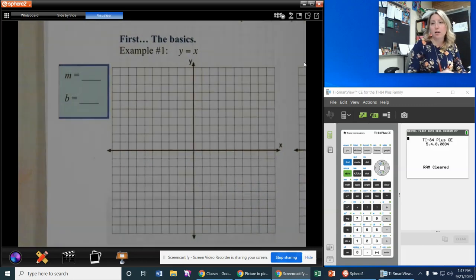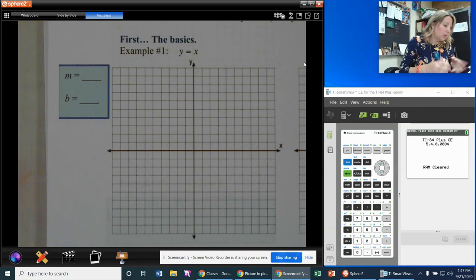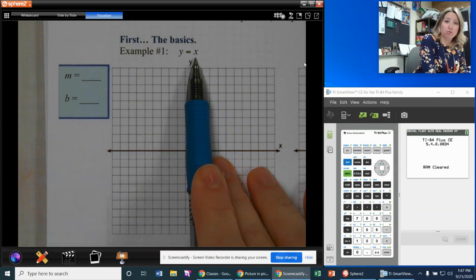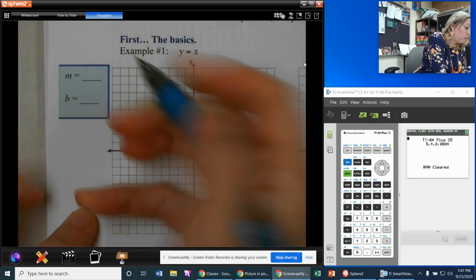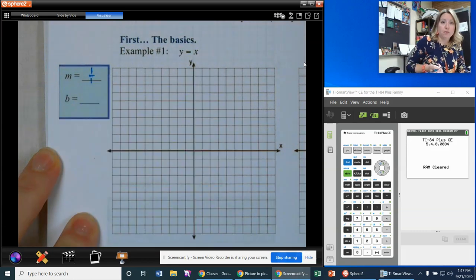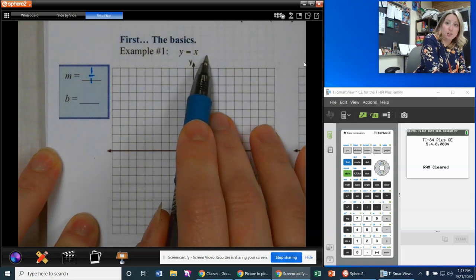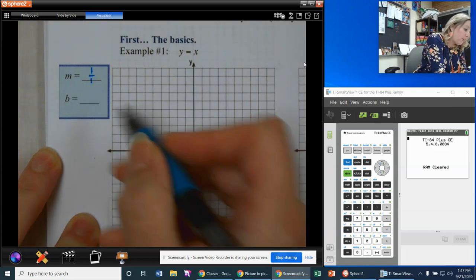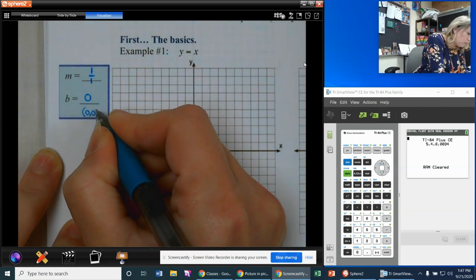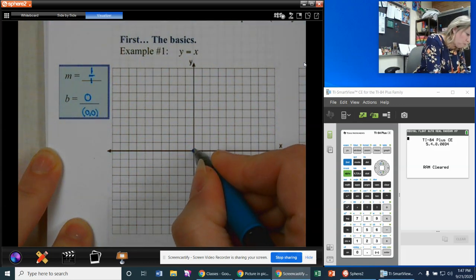All right, so here is my most basic parent function for lines. The reason I say that is because the equation of this line is just y equals x. The slope is the number in front of the x, which, I always convert into a fraction, is 1 over 1. And the y-intercept is the number that's added or subtracted over here. Since there isn't one, that means the y-intercept is 0. So the first point I graph will be 0, 0, or the origin. So I go to the origin, I graph that point.